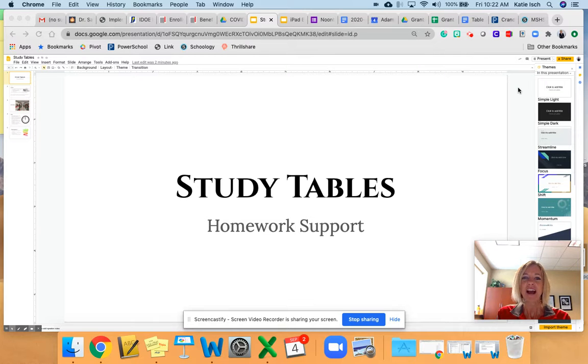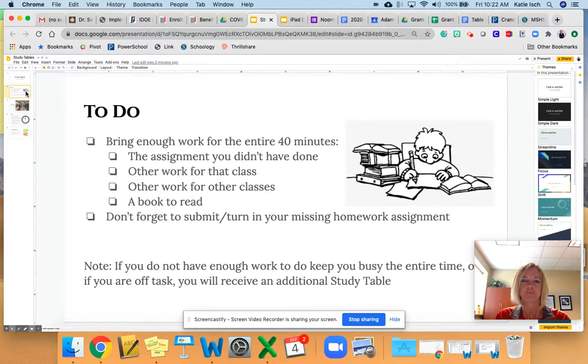Hi guys, so I've gotten a lot of questions about study tables, and I'm just going to go through a few more things to clarify this for you. So, the first thing that we want to look at is what you're going to do when you get study tables. The reason that you're there is because you were supposed to get some homework done and you didn't. For whatever reason, you did not get this homework done. So, now you need to go to study tables to get it done.